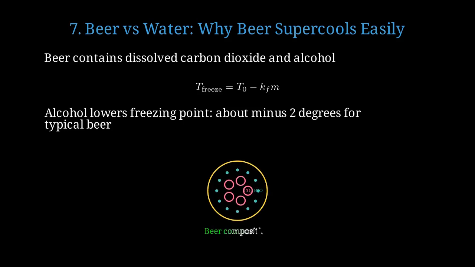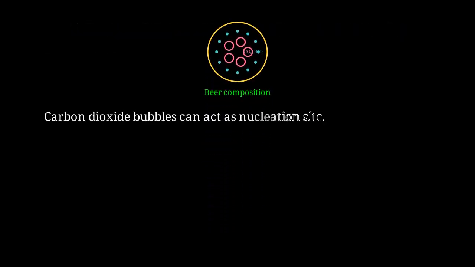In beer, water molecules are mixed with carbon dioxide bubbles and alcohol molecules. This complex mixture requires more organization to freeze, making supercooling more stable. Interestingly, the carbon dioxide bubbles can act as nucleation sites when the beer is disturbed, triggering rapid ice formation and dramatic foaming. Is there a limit to how cold we can supercool water before it must freeze?